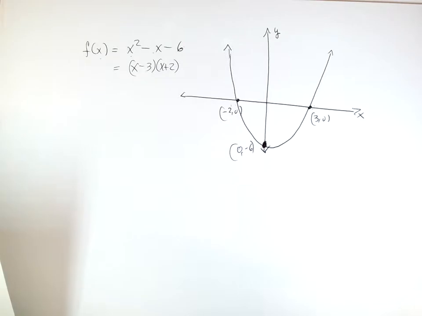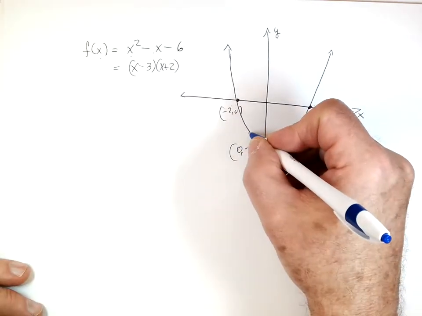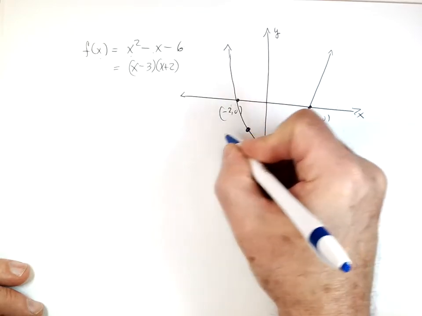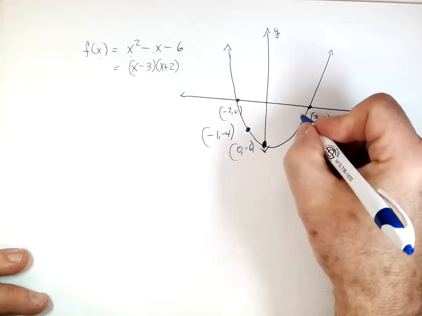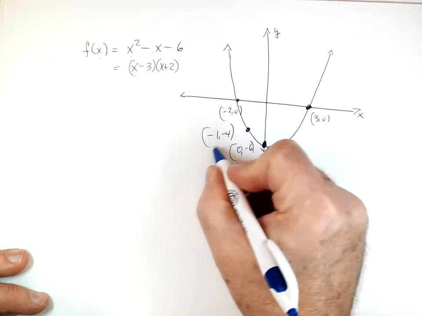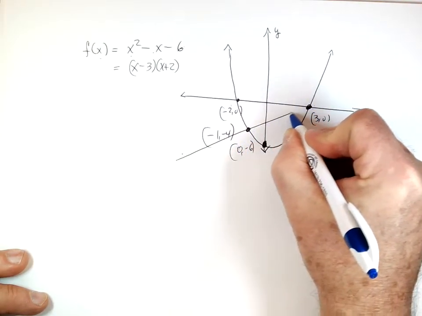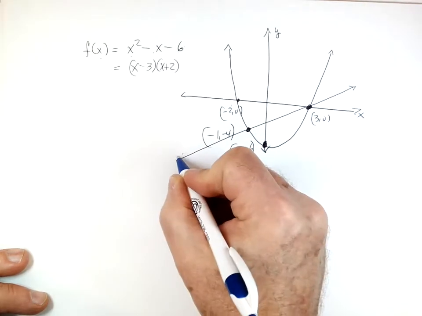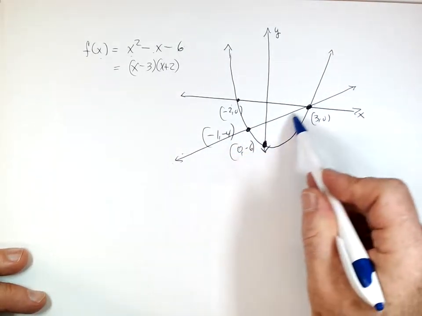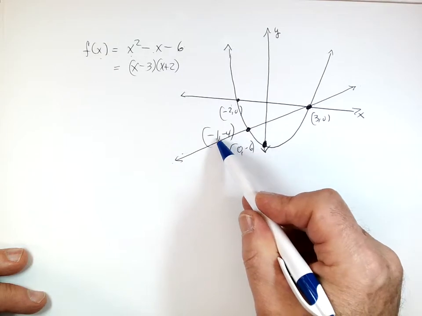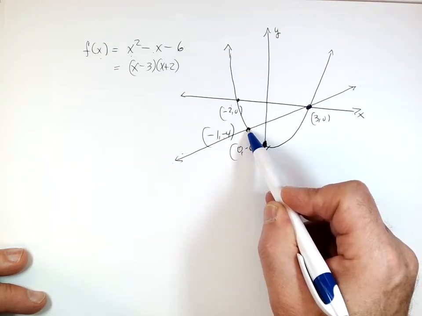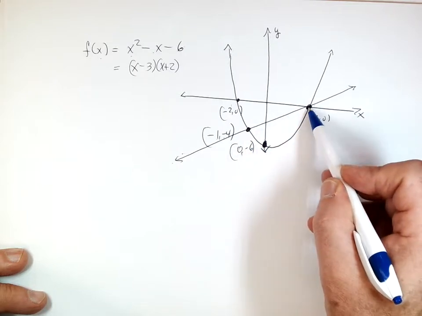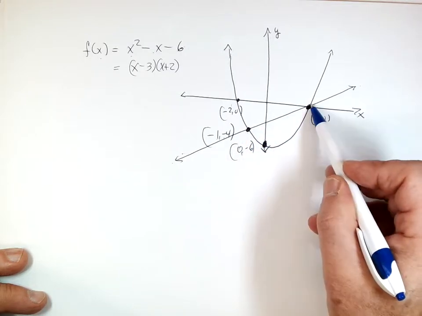It says find the equation of the secant line joining the points negative 1, negative 4, and 3, 0. I'm sorry, could you repeat the question? The question is to find the equation of the secant line joining the points negative 1, negative 4, and 3, 0. We want to find the equation of that line.